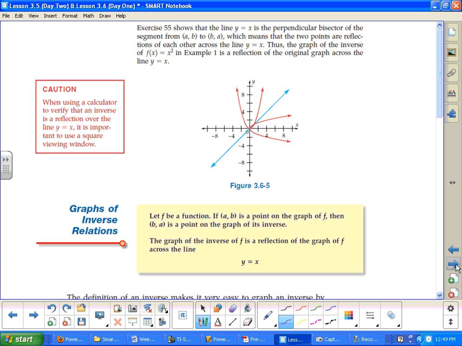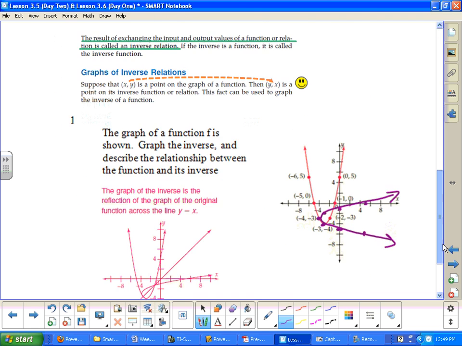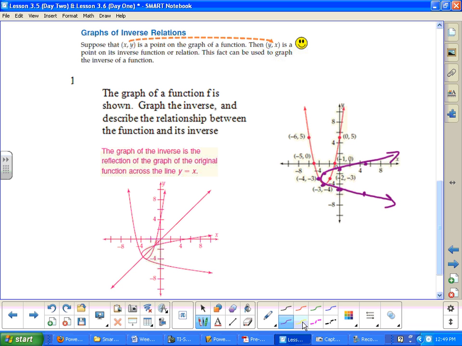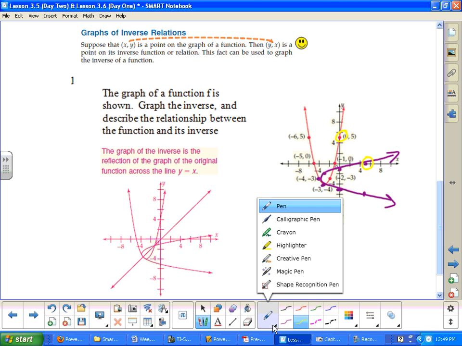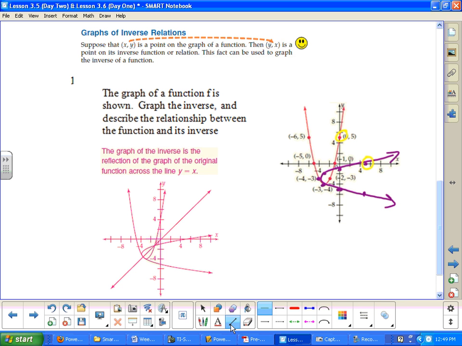All right. Now, exercise 55, if we get to it, shows that the line y = x is the perpendicular bisector of the segment from AB to BA. In other words, if we have 2 points, we go back here, look at these for a second. These 2 points here at (5, 0) and (0, 5), the line y = x is a perpendicular bisector. What does it mean to be a perpendicular bisector?